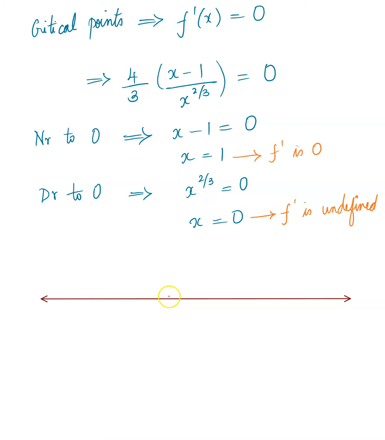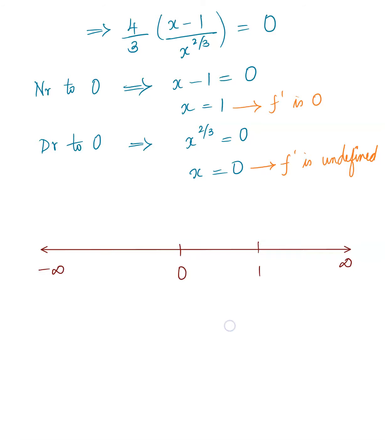So we have 0, and then we have 1. For convenience, I'm going to mark negative infinity and infinity, because it helps us to write out the intervals, right? So we now have the intervals: negative infinity to 0, 0 to 1, and 1 to infinity.